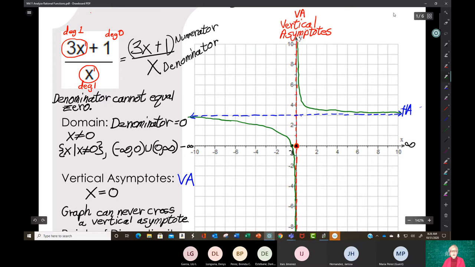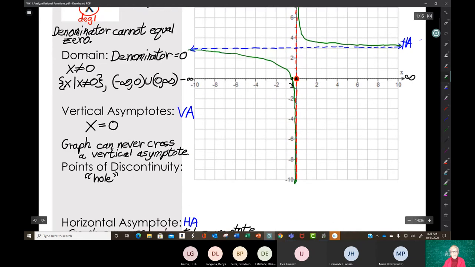And that is the story of analyzing our rational function, 3x plus 1 over x. We found the domain, knowing that x cannot equal 0, 0 gets taken out of the domain. This is how you would write it if you were writing in set builder notation, and this is interval notation.